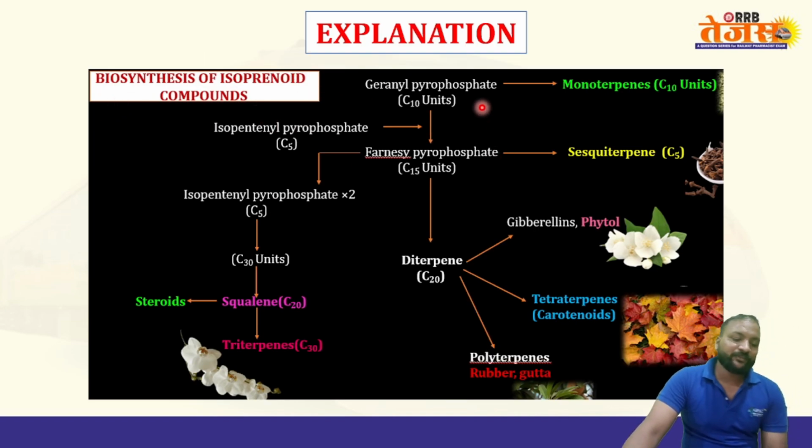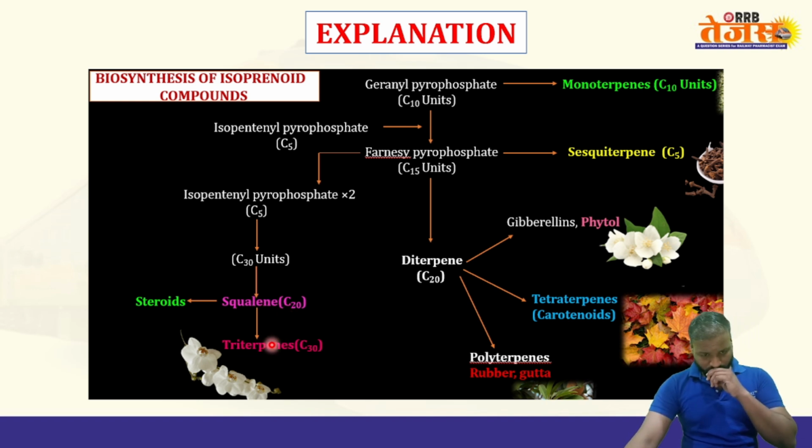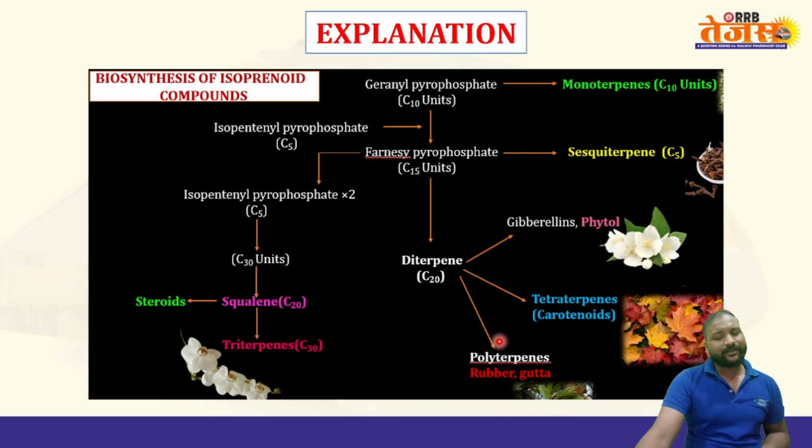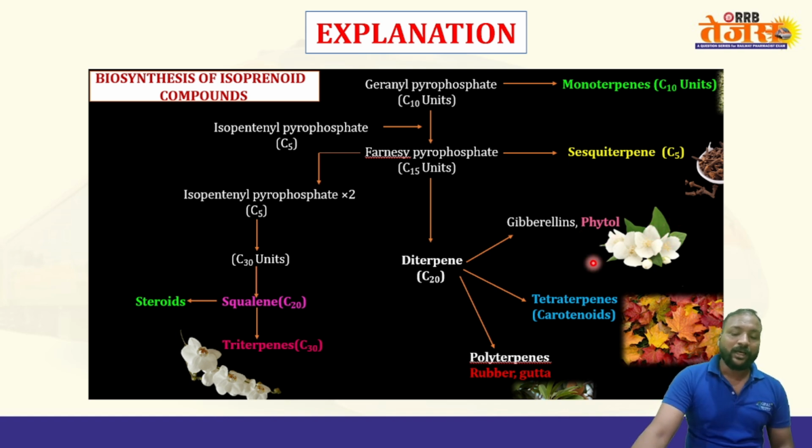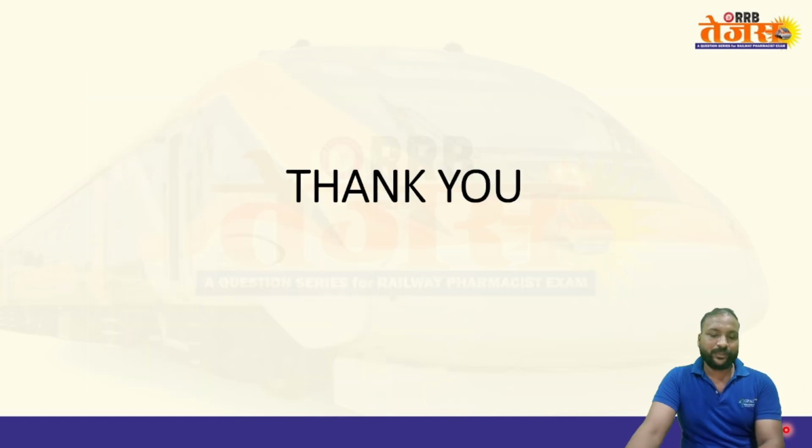Here you can see the isoprenoid pathway. From geranyl pyrophosphate, monoterpenes are synthesized, and from the geranyl pyrophosphate, farnesyl pyrophosphate is synthesized. So from the farnesyl pyrophosphate, sesquiterpenes are synthesized. Again from this, isopentenyl pyrophosphate is synthesized. From that, we get squalene, triterpenes, and steroids. From this again, diterpene is synthesized. From the diterpene, we get gibberellin, phytol, tetraterpenes, polyterpenes, and rubber.